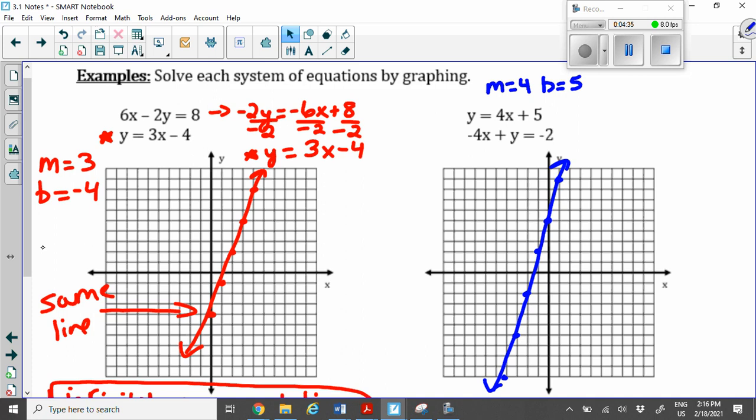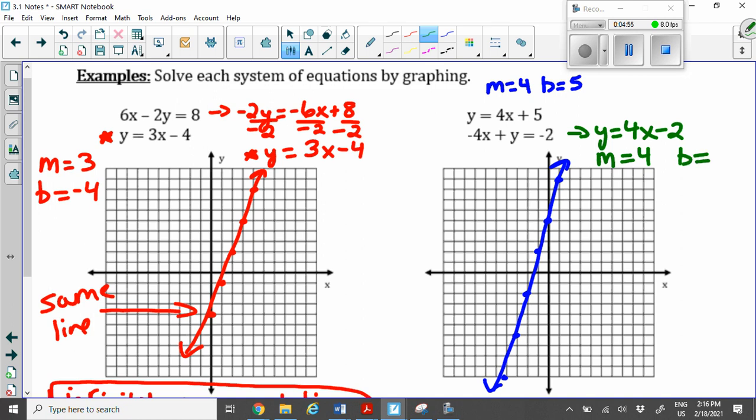There we go. Okay, so now my other one, I do need to solve for y because it's not in that y equals mx plus b form. So what I'm going to do is add 4x to both sides. So now y equals positive 4x minus 2. So here, our slope is also 4, and our y-intercept is negative 2. So here, I go to negative 2. There we go. And now I go up 1, 2, 3, 4 over 1. And then same thing down. I go down 1, 2, 3, 4 over 1. There we go. Now I connect.